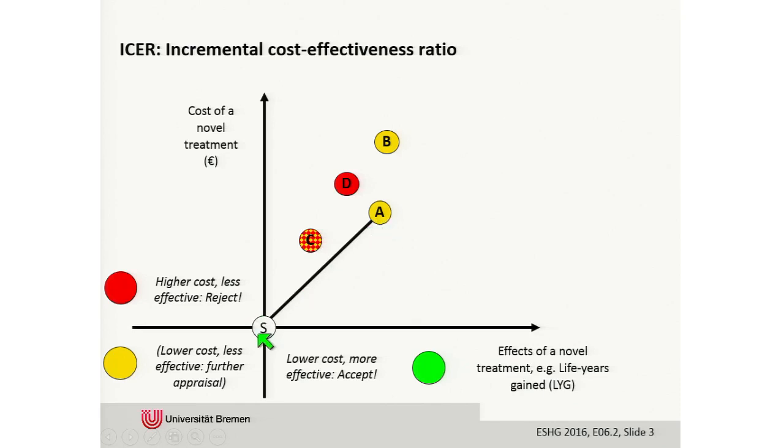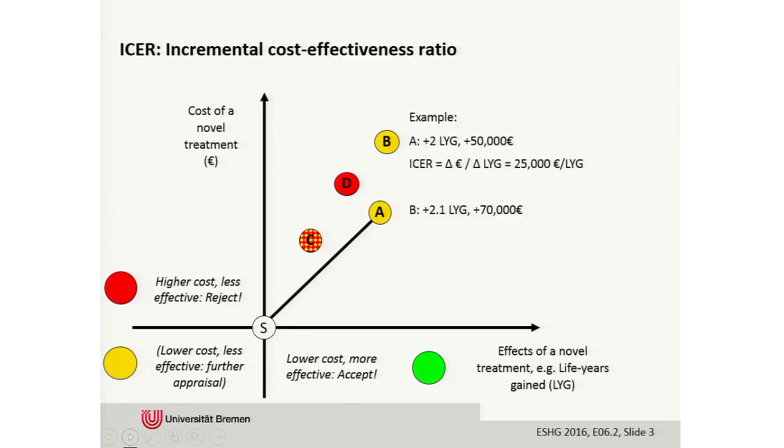So if you give to some patients standard care and to some other patients technology A, then this blend, this mixture of technology, dominates technology C. So that's what we would call extended dominance. So then what remains is the two technologies on the efficiency frontier, technologies A and B. And for this, you calculate the incremental cost effectiveness ratio.